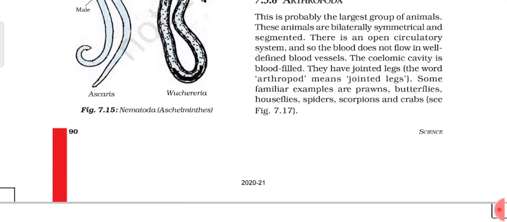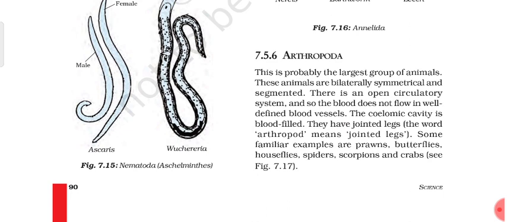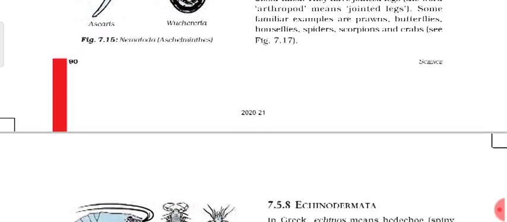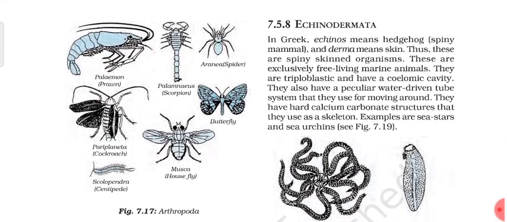Dear students, so if we summarize what is Arthropoda, we know that they are bilaterally symmetrical, triploblastic, eucoelomate, having organ system level organization, right? And they have jointed legs, their body cavity is filled with blood, right? So these were a few basic features, and they have an exoskeleton of chitin.